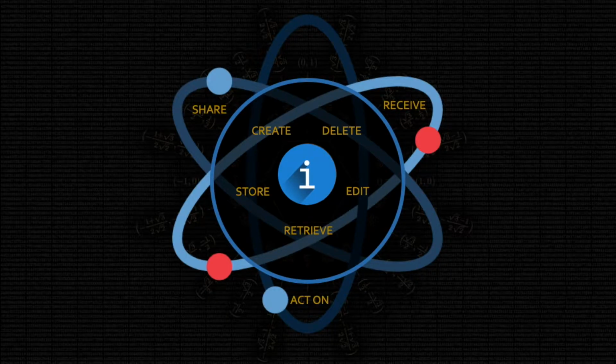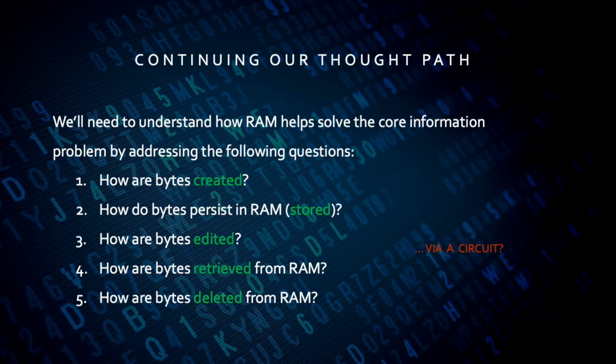Alright, so if we have a look at the information problem, we know that the core of it can be solved if we're able to create information, store information, retrieve information, edit information, and delete information. So the real question that we want to ask ourselves is, how do we do all these things related to the information problem via a circuit? Well, we're going to start building a circuit of our own to show you how it's done.